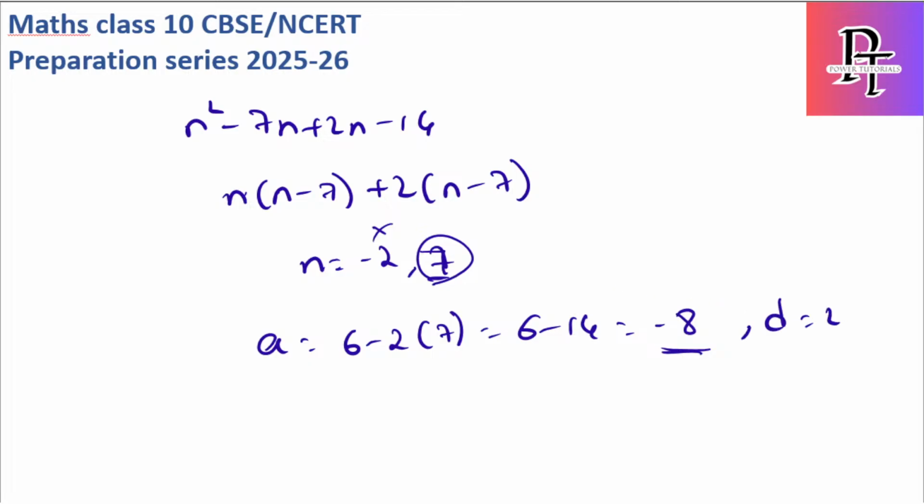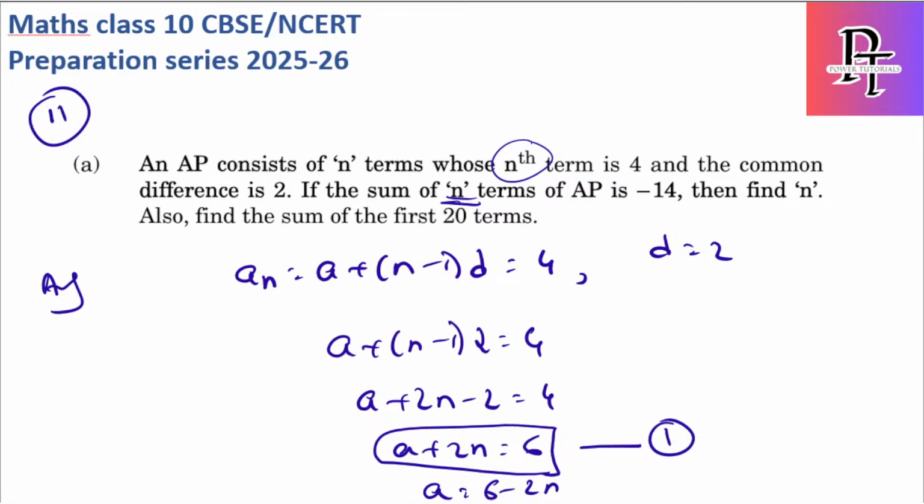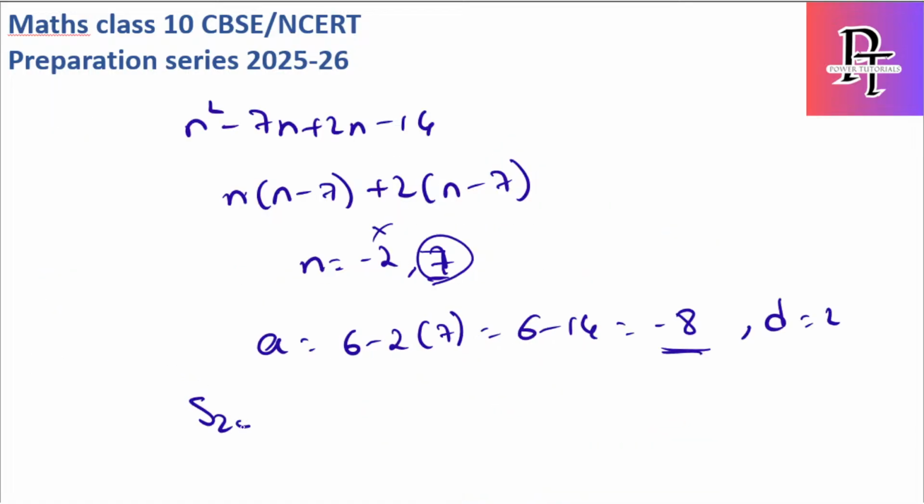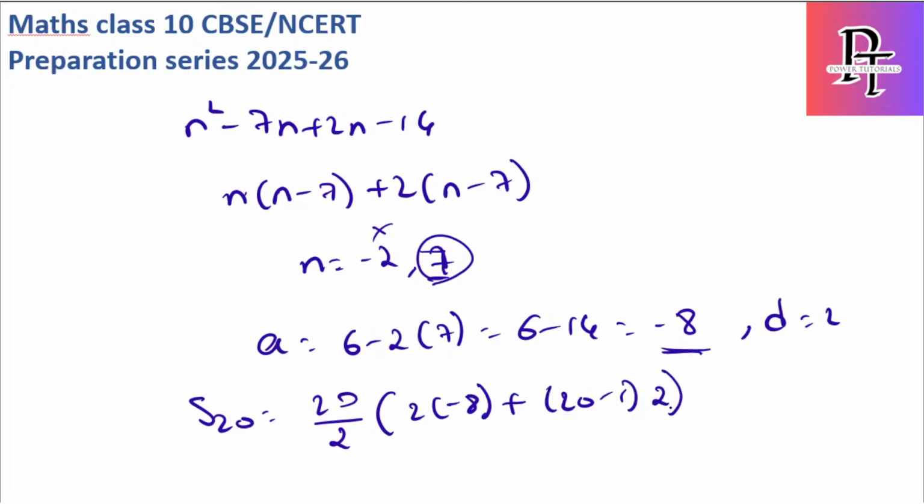So what they are asking, the sum of first 20 terms. So simply, 20 by 2 into 2 into minus 8 plus 20 minus 1 into d value, which is 2. Okay, so 20 by 2 is 10, 2 into minus 8 is minus 16, 19 into 2 is 38, 38 minus 16 is 22, 22 into 10 is 220. So the sum of first 20 terms is 20.